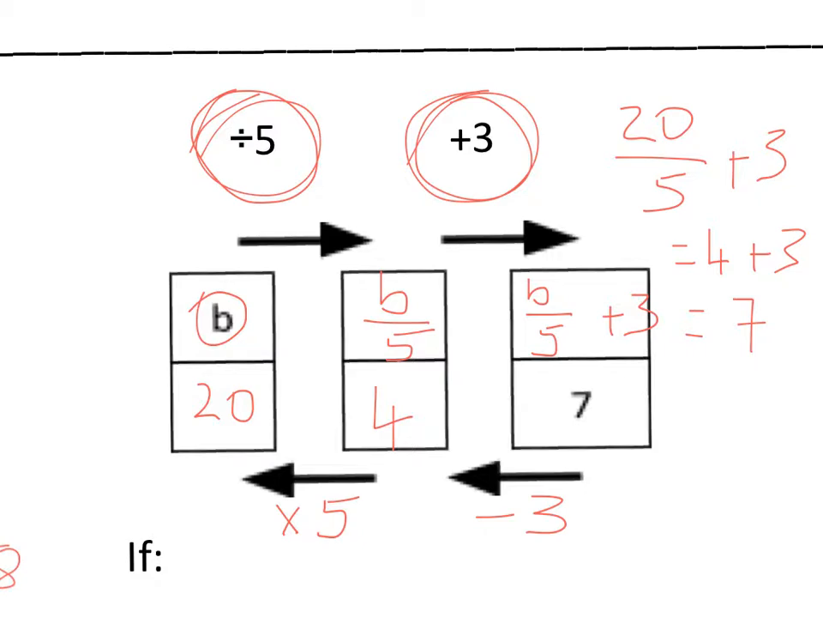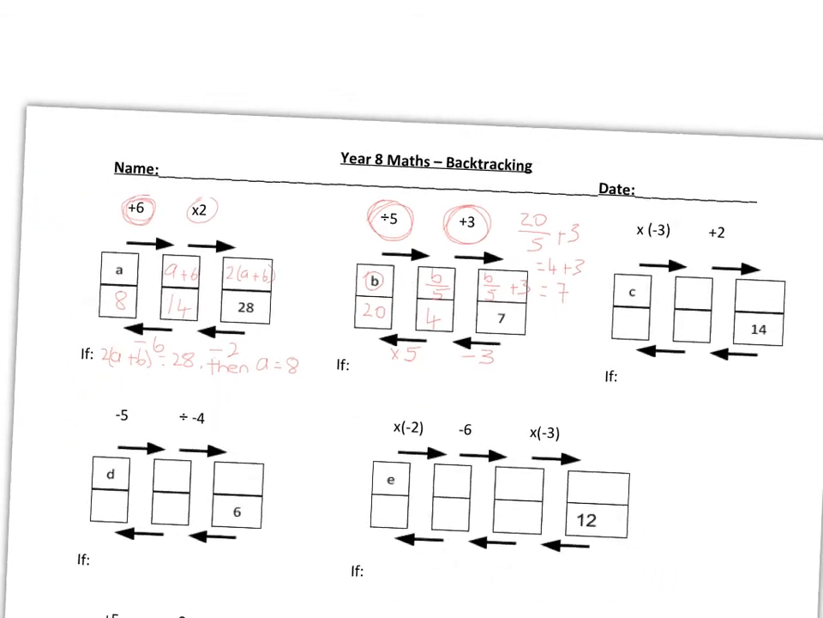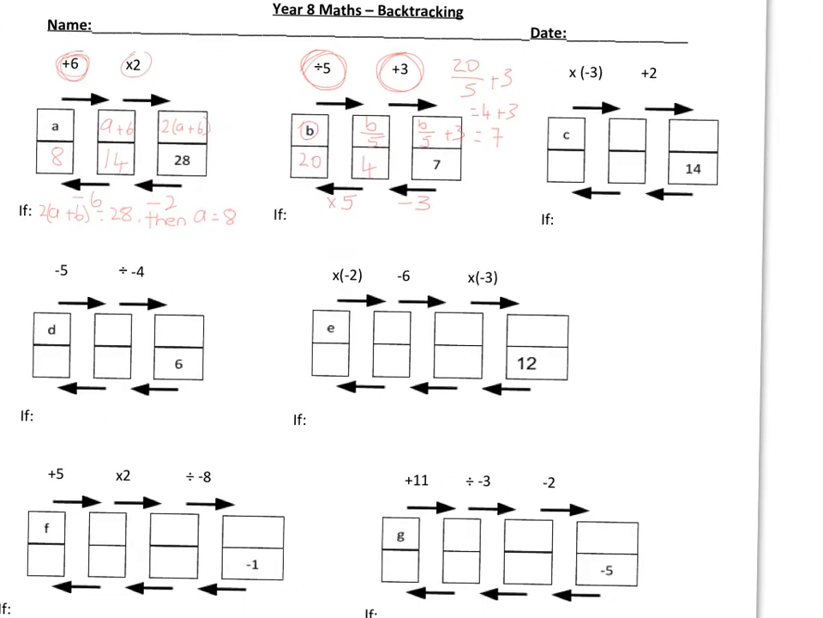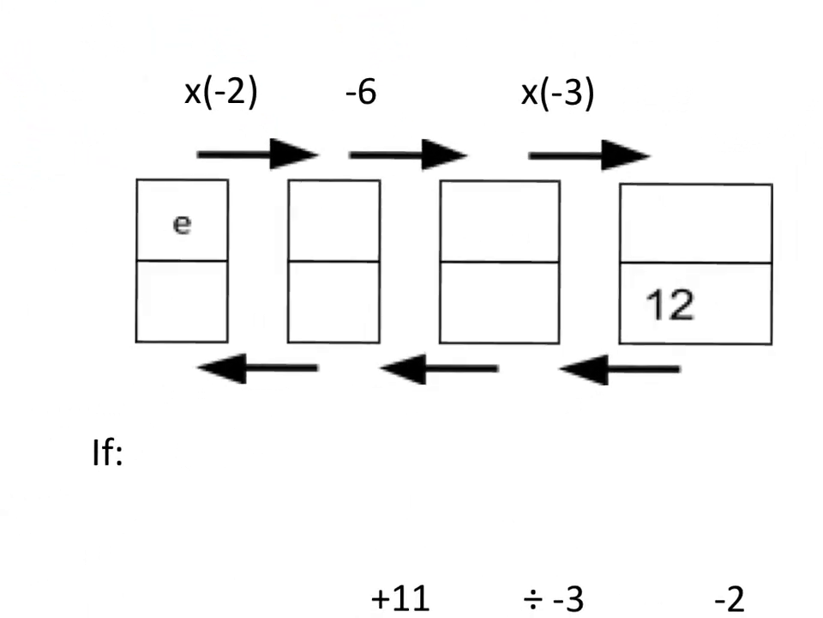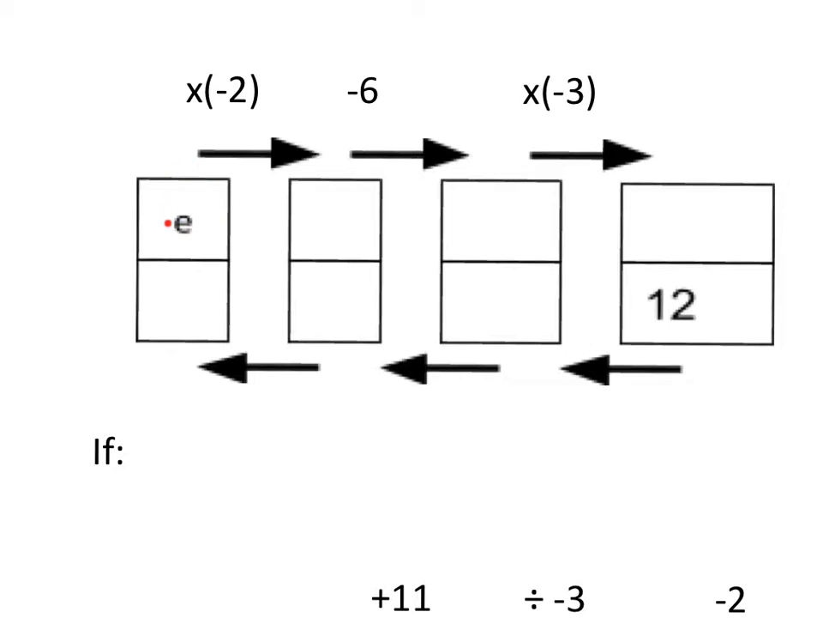Alright, let's do one more. In fact, I'm probably going to skip this third one over here, and we're going to go on to a longer one. Let's go over to this one here. So, we need to work out what E is, and we know our final answer over here is 12. So let's follow the instructions up here to see what we get. So the first one is E times negative 2. Now we always put the number first, so let's put in there negative 2e, which just means negative 2 times e.